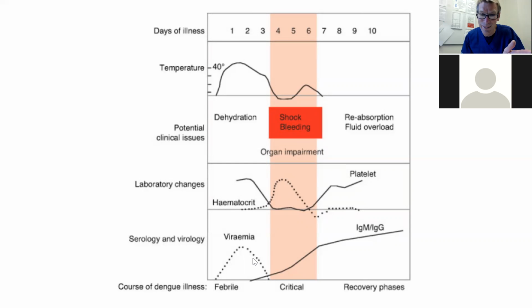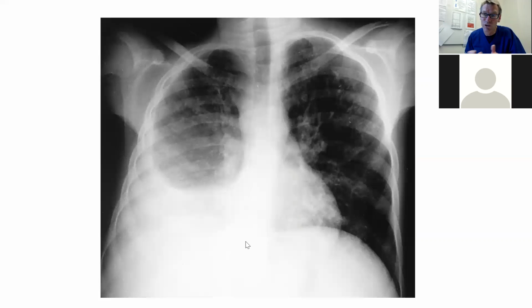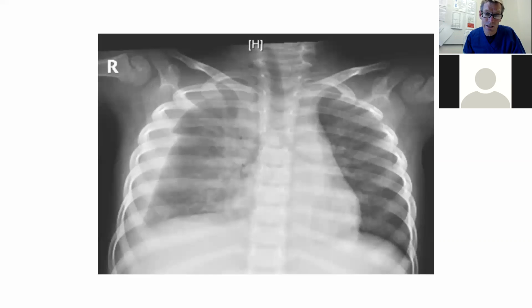Okay, I'll keep going. This is a chest X-ray of a child with dengue, and you can see there's a pleural effusion of a large degree. This is typical with children with quite severe dengue, that a pleural effusion is relatively common. This is another child who's also got dengue who has a right-sided pleural effusion.